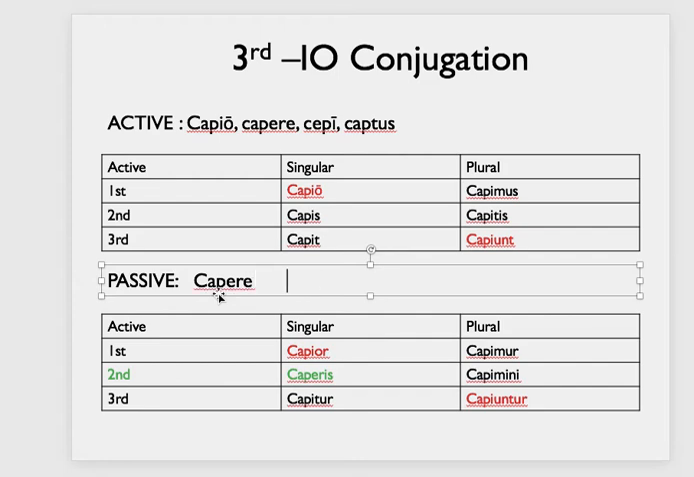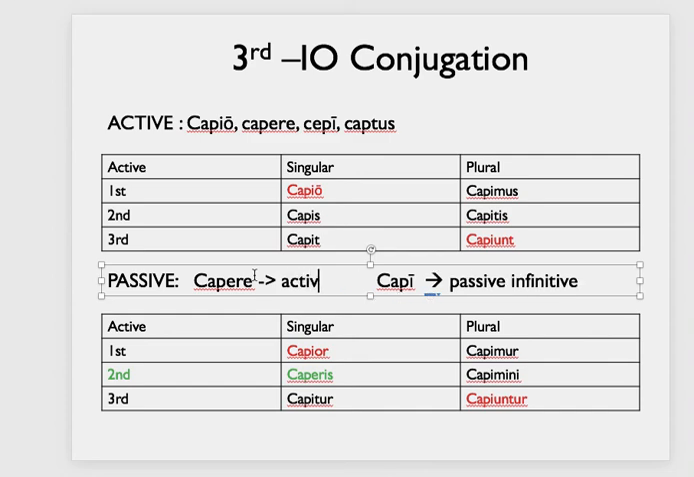And if we remember, the passive, because this is a weak E, in order to make the passive infinitive, when that strong I comes along, the whole ERE drops off, and to say to be captured is capi. So capi is the passive infinitive, and capere is the active infinitive.